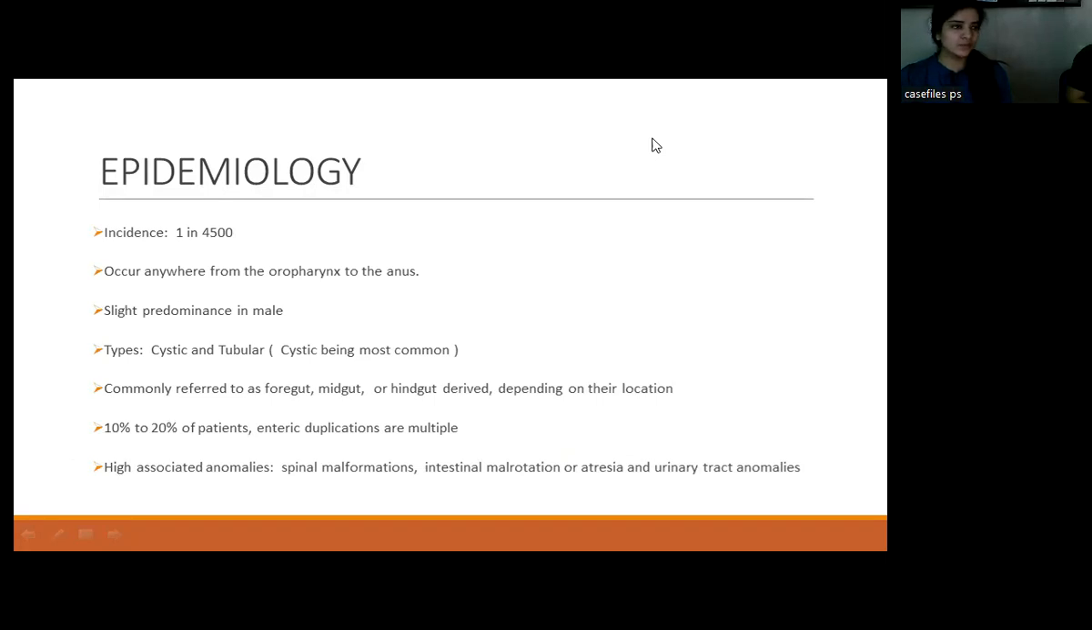Commonly, it is referred to as foregut, midgut, and hindgut duplication depending on the embryological site of origin. 10 to 20% of cases can have multiple duplication cysts. Associated anomalies are commonly seen, mostly in foregut duplications, and include spinal malformations, vertebral anomalies, intestinal malrotations, and urinary tract abnormalities.